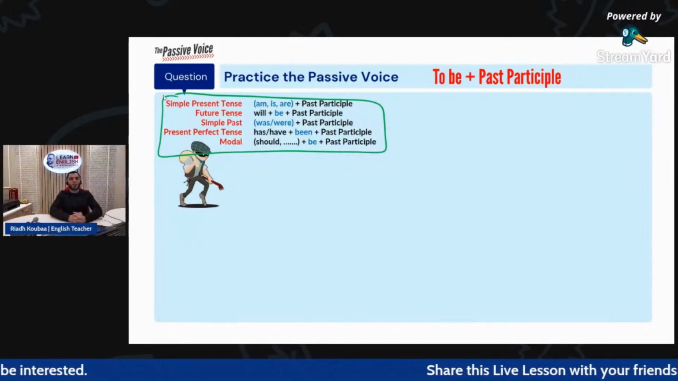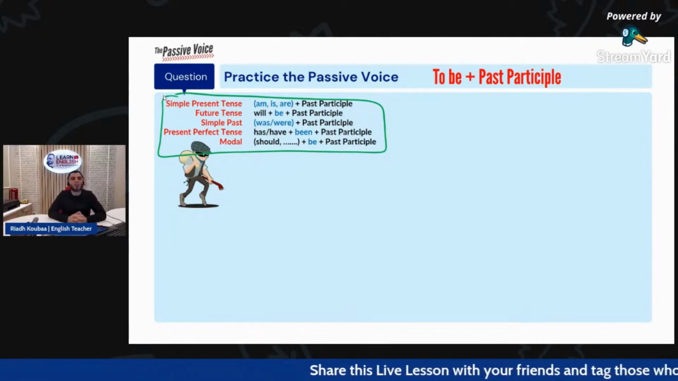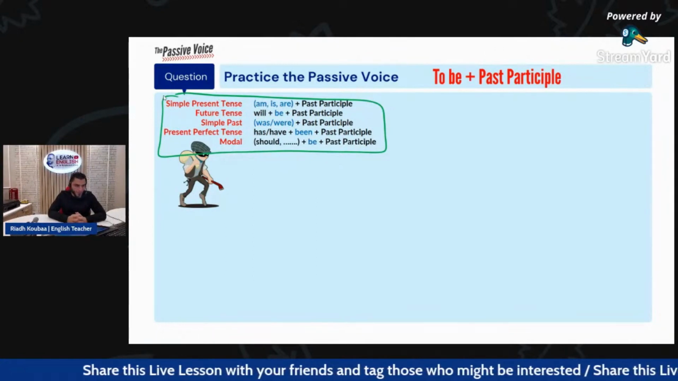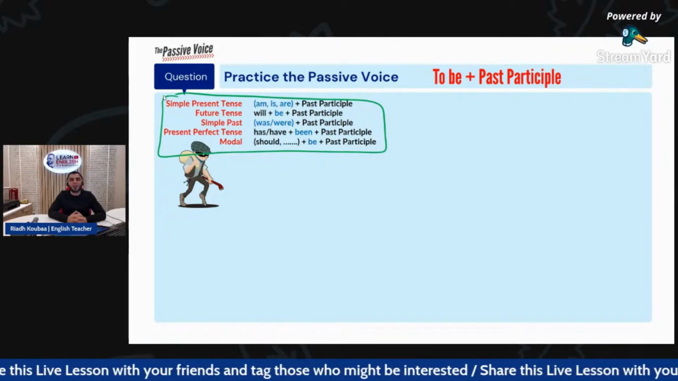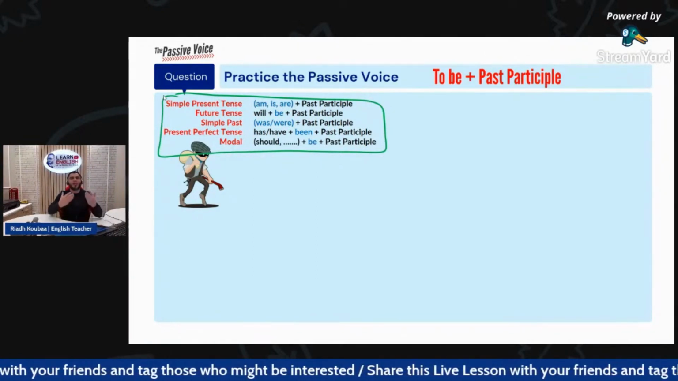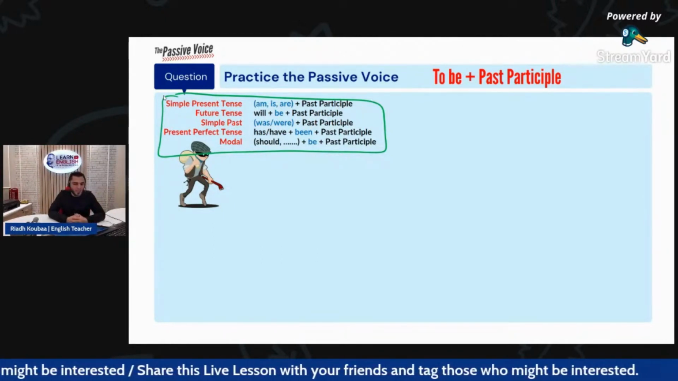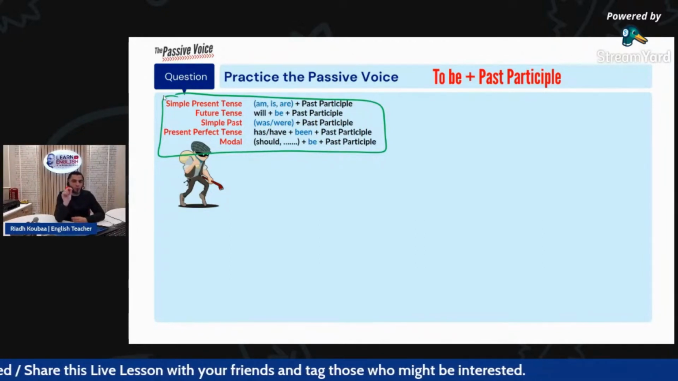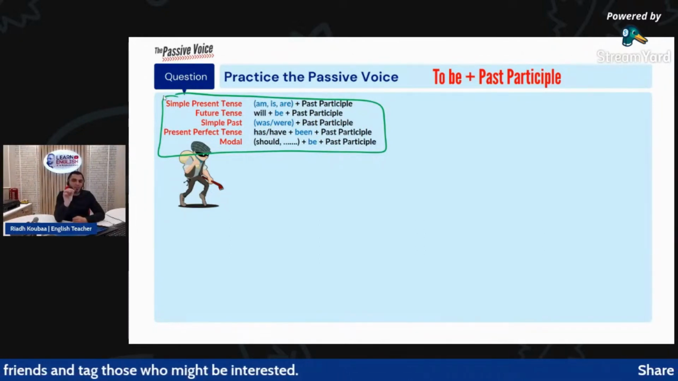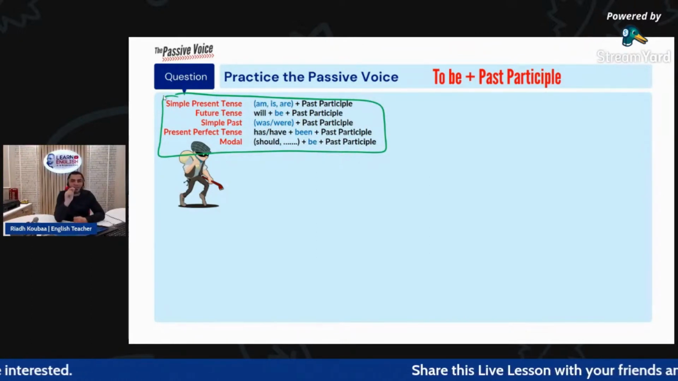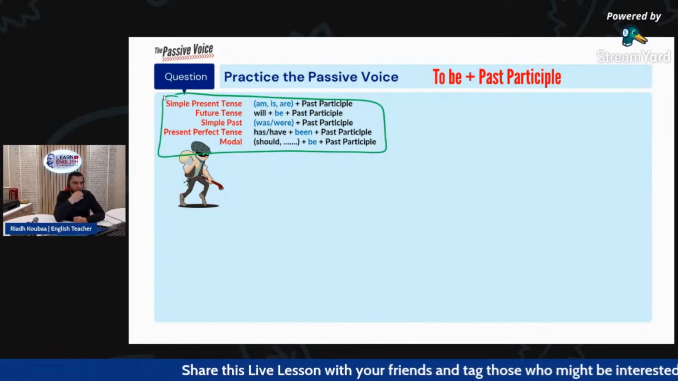As you can see, I can see a thief who stole the money. So if I ask you, what happened to the money? I want you to make a sentence in the passive voice in the simple past. So write your answer in the comment section below and we will check it together.